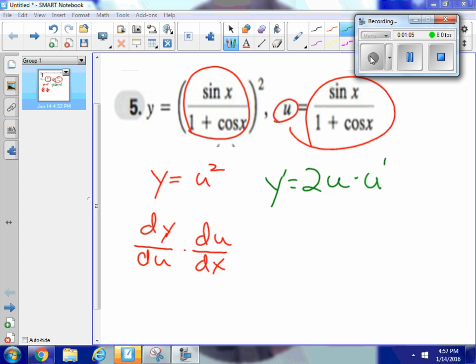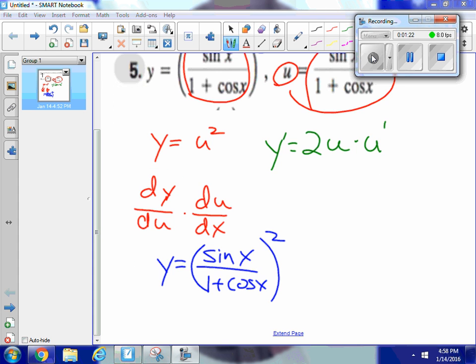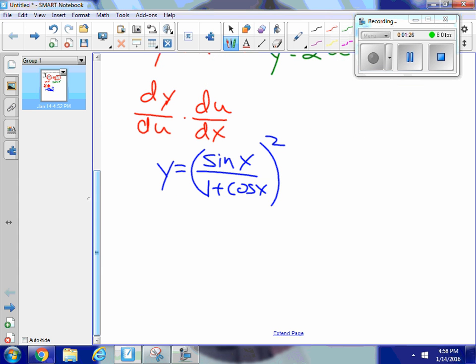Well, you know, you can do the substitution way. I kind of prefer the outside-inside method, and that's okay too. And that's the one I'm going to show you right now. And you'll see that it's essentially the same thing. So I've just rewritten my problem, and I need to find y prime.